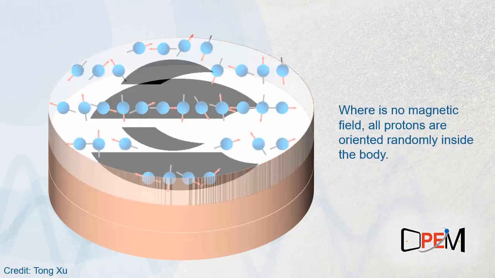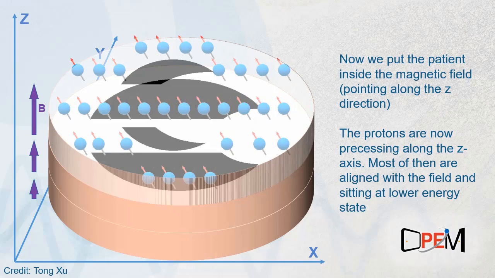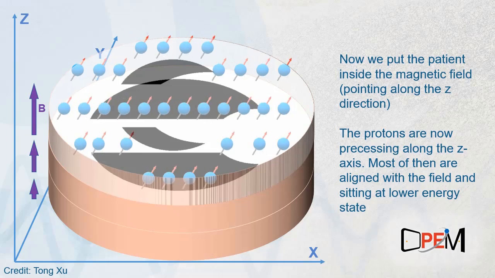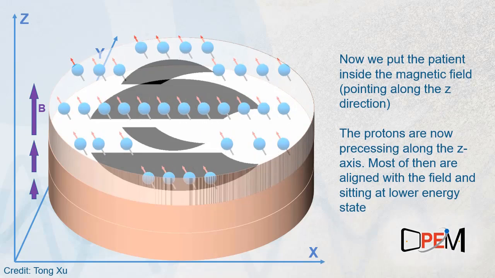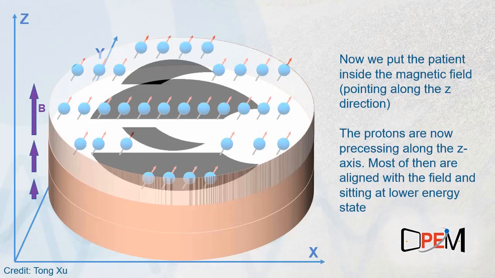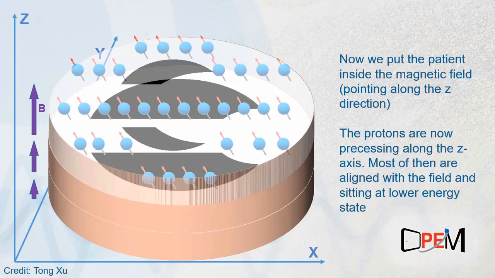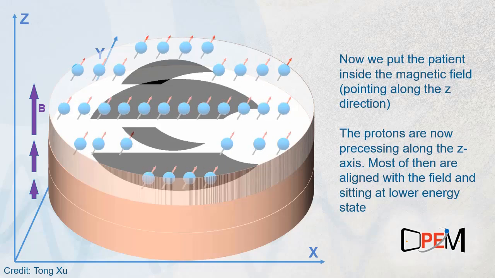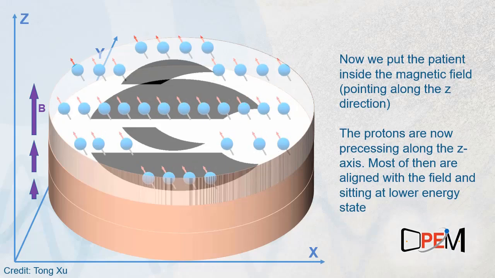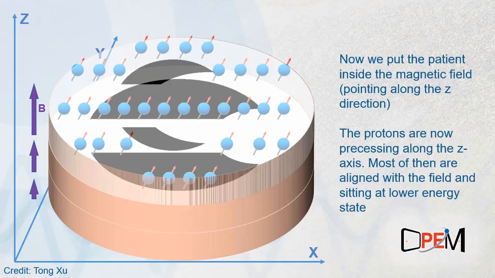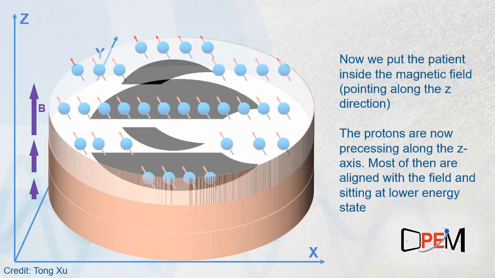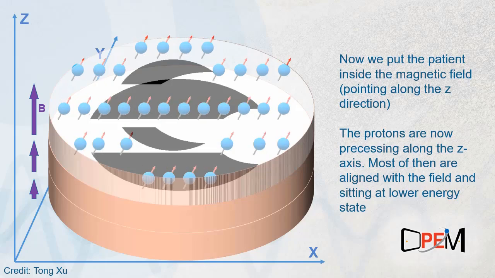When there's no magnetic field, all protons or hydrogen nuclei are oriented randomly inside the body. Now we put the patient inside the magnetic field of an MRI scanner, and the field is pointed up in the Z direction. We can see protons are now precessing along the Z-axis, and most of them are aligned with the field and sitting at the lower energy state.